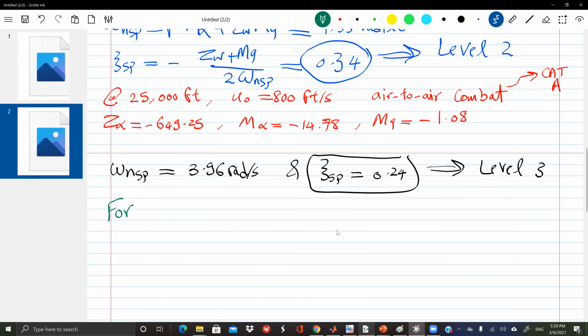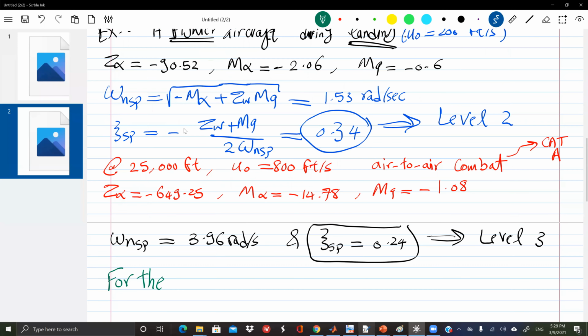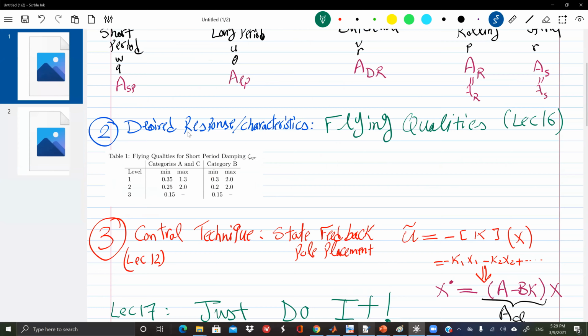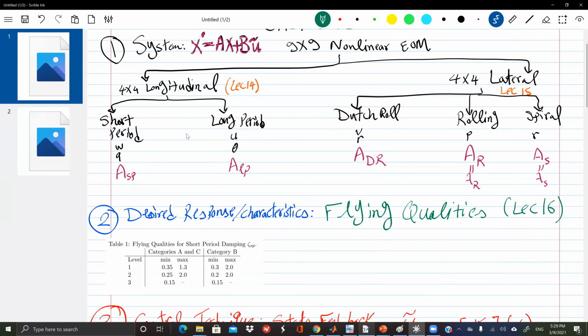So for the worst case, we're going to do another example after this one for the Dutch roll. And these are the two most important modes, frankly speaking. I'm giving you a hint here that in the final, yes, it will be about short period and Dutch roll, exactly the same as your homework, because these are the two most important modes for the airplane. The other modes are quite simple. It's just one state.